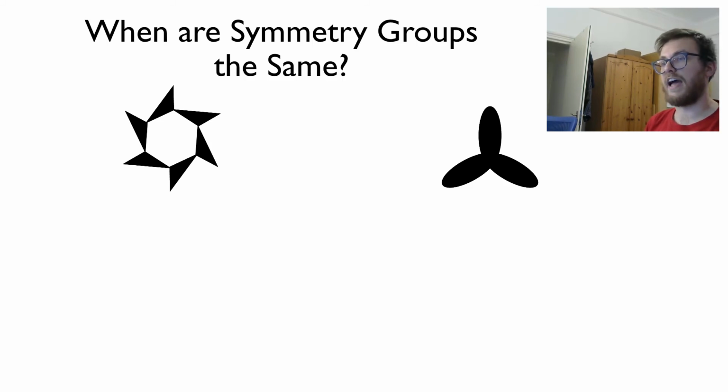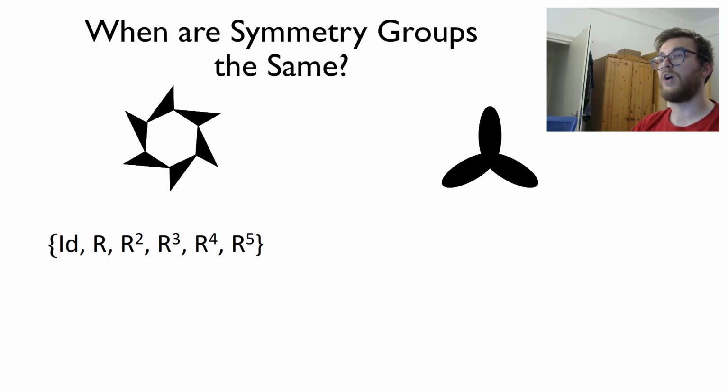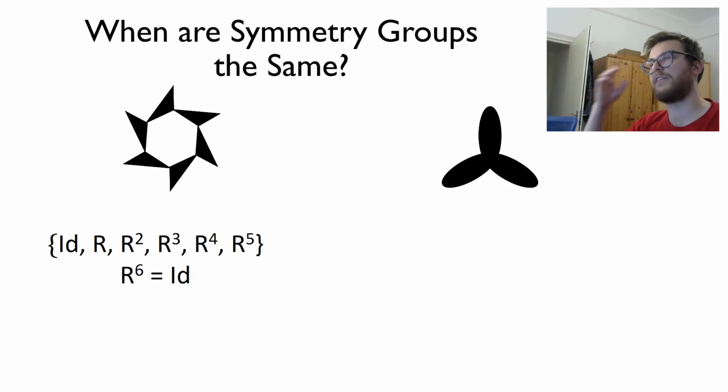The first shape on the left has only rotational symmetries, and if we denote the rotation by 60 degrees by capital R, then its symmetry group looks like this: identity, R, R squared, R cubed, R to the 4, R to the 5, and then R to the 6 is the same as the identity, because a rotation by 360 degrees is the same as 6 rotations of 60 degrees. In other words, it's generated by just one symmetry.